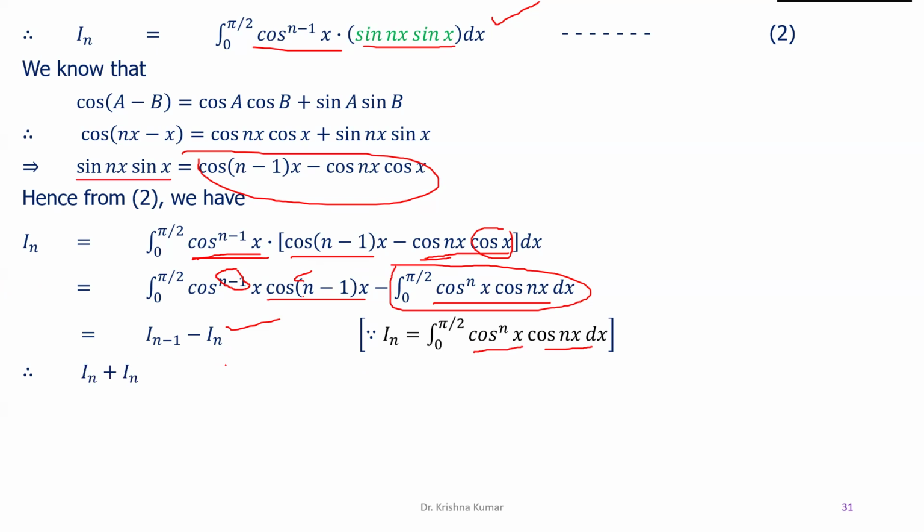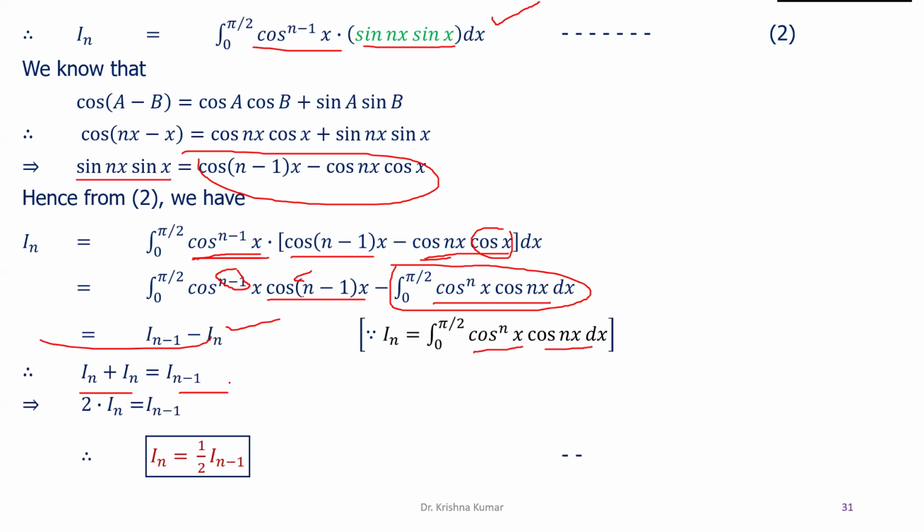Therefore, if we transpose this to the left hand side, it will become In plus In is equal to I n minus 1. So 2In is equal to I n minus 1. Hence, In is equal to 1 upon 2 I n minus 1. So this is our first result.